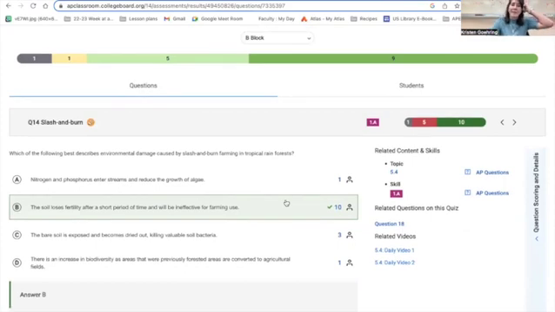Okay, so which best describes environmental damage caused by slash and burn farming? What slash and burn is exactly what it sounds like: cutting down the plants that are there, burning the remnants of those plants. When that happens, you put in an initial boost of nutrients from that organic material, but it's usually temporary because you've used up all of that nutrient content that was there.